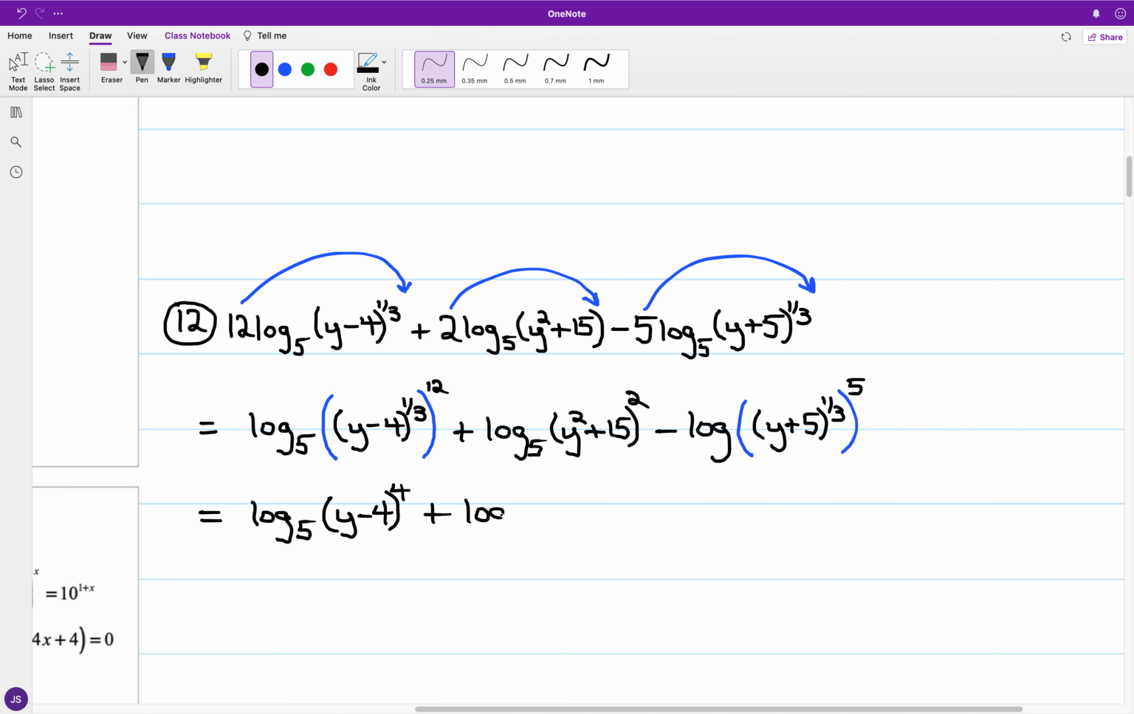Again, I have the base 5 logarithm of y squared plus 15 raised to the second. And with the last term, again it should be base 5 logarithm, and we have y plus 5 to the 1/3, then to the 5th power, again taking the power property of exponents. So taking the product of the powers, this is going to be the quantity of y plus 5 to the 5/3.